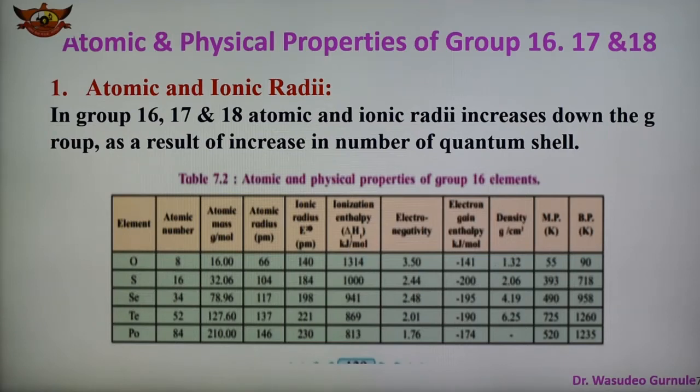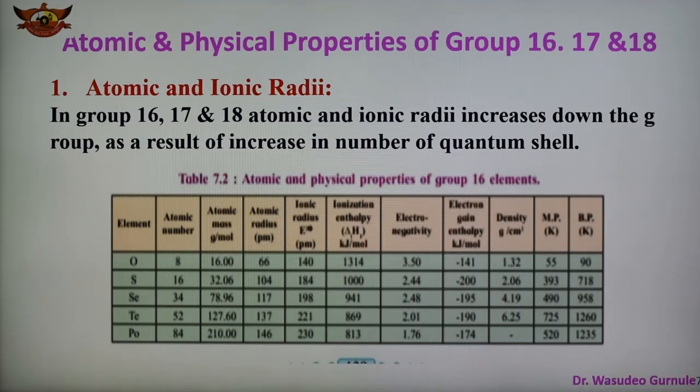There are only 7 periods, and therefore 7 shells. As we go down the group, the number of shells increases and because of that the size increases. With the increase of size, the force of attraction between the positive nucleus and the valence electrons decreases, and therefore the atomic and ionic radii increase from top to bottom in the group. So in groups 16, 17 and 18, atomic and ionic radii both increase with the increase in the number of quantum shells.